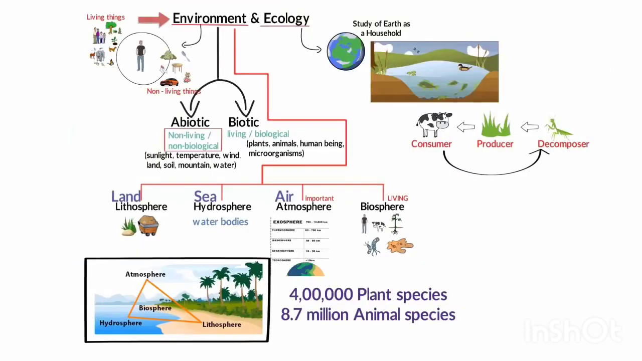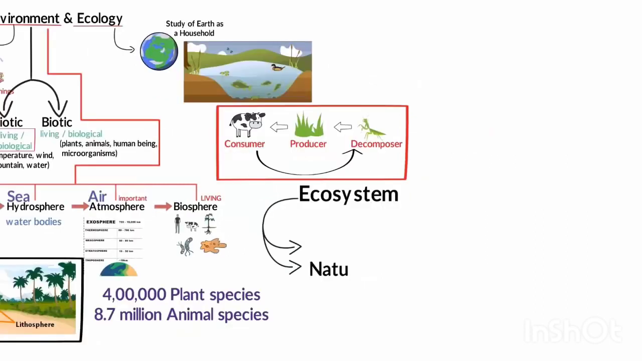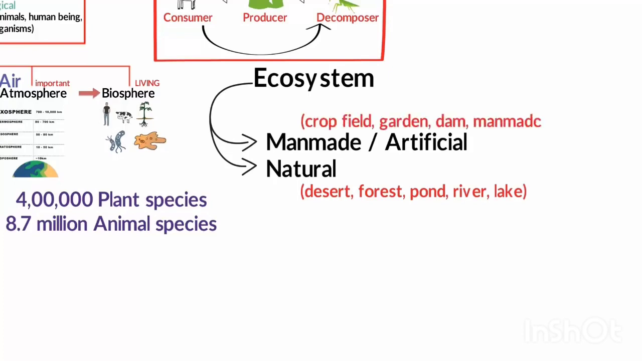So basically, environment is the bigger form of the system. And in the environment, there are four elements. And these elements, along with the interrelation, form the ecosystem. Now, ecosystems can be both natural and man-made. So examples of natural ecosystems are desert, forest, or any aquatic place like a pond, river, or lake. And examples of man-made ecosystem can be crop fields or gardens, then aquariums, dams, and man-made ponds.